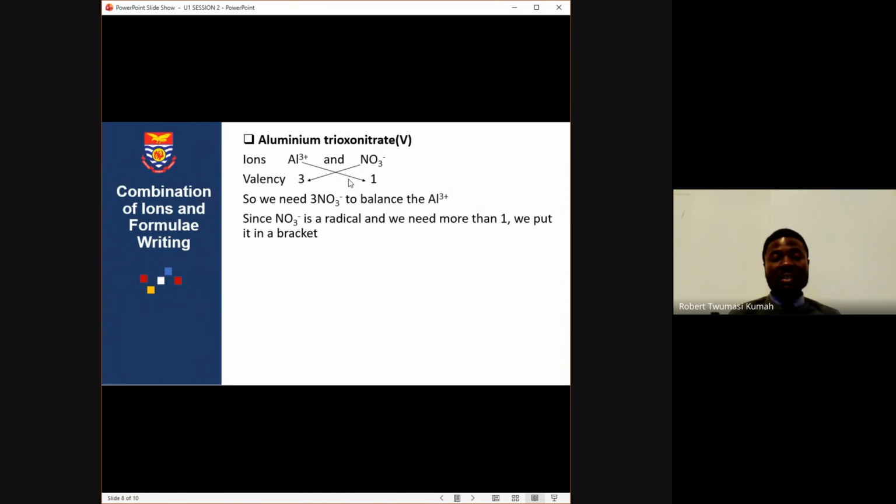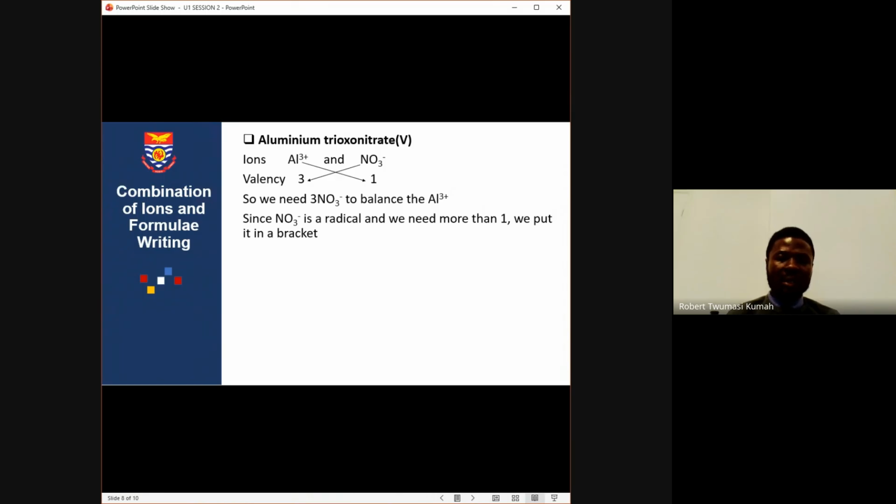Now, if we decide to cross, the interesting thing is that since this NO3 is a group, we cannot just, if we decide to write this 3 here as a subscript, there's already 3 there. And mind you, this 3 over here does not belong to the group, it belongs to the oxygen. The moment we add 3 here, it becomes 33. It becomes NO33. What that means is that there are 33 atoms of oxygen in there, which is totally wrong. Maybe you will burn a chemistry lab. So what do we do?